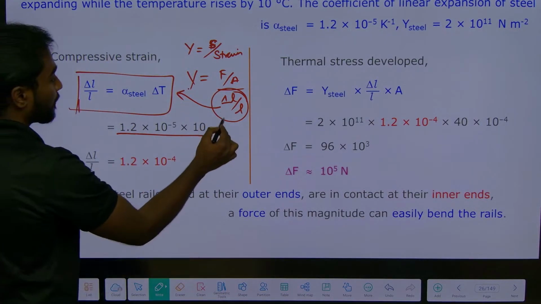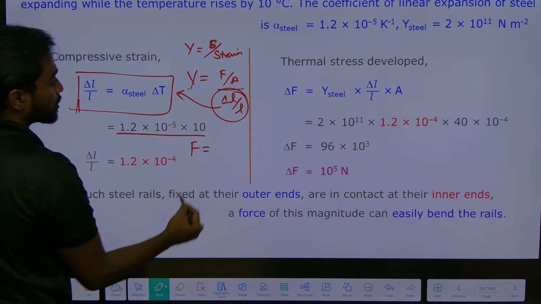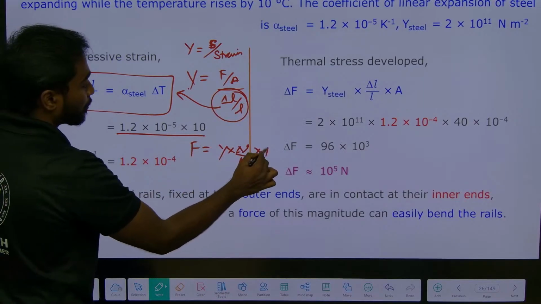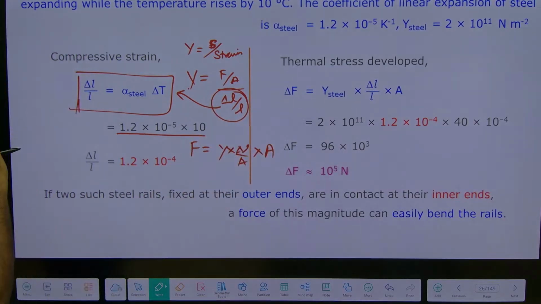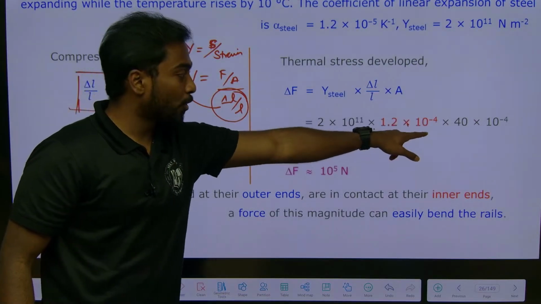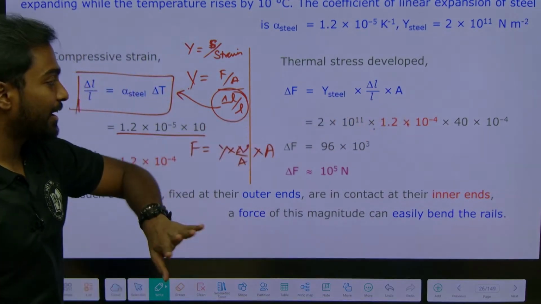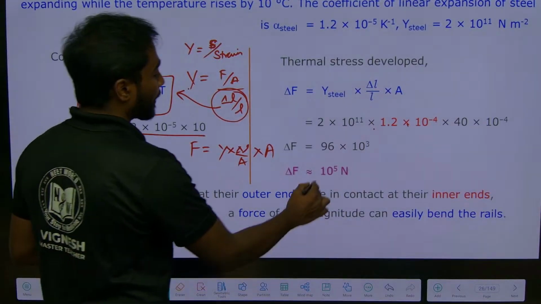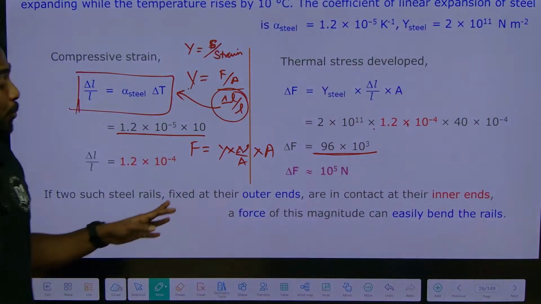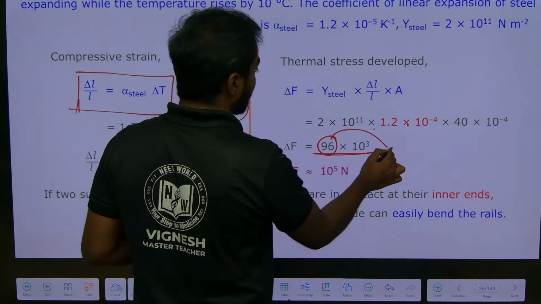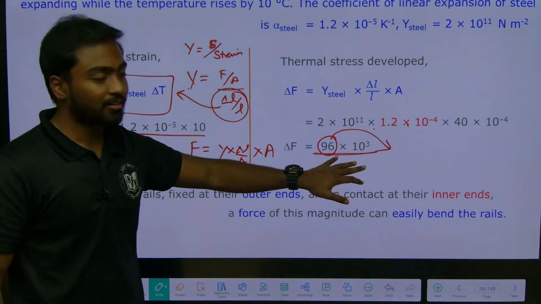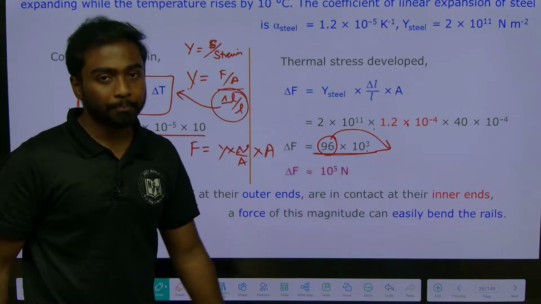So from this we can rewrite F is equal to Y into delta L by L, and A will also go to this side, right? So 2 into 10 power 11 into 1.2 into 10 power minus 4 into 40 into 10 power minus 4. So you will get 96 into 10 power 3, right? If the option is given as 96, we can mark it as 96 into 10 power 3, okay.